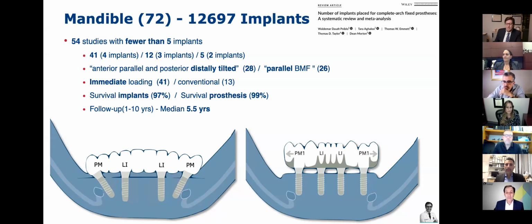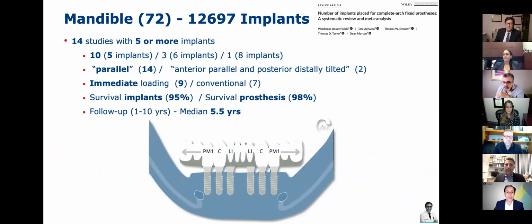So in the mandible, like I just mentioned again, there is a similar configuration. 14 studies only actually went with 5 or more implants for the mandible, 10 with 5. So remember, the classic Brånemark style was 5 implants. That's how things started: 6 in the maxilla, 5 in the mandible. And then there are reports on 6 implants, only 3 reports, and only 1 report for the mandible with 8 implants.